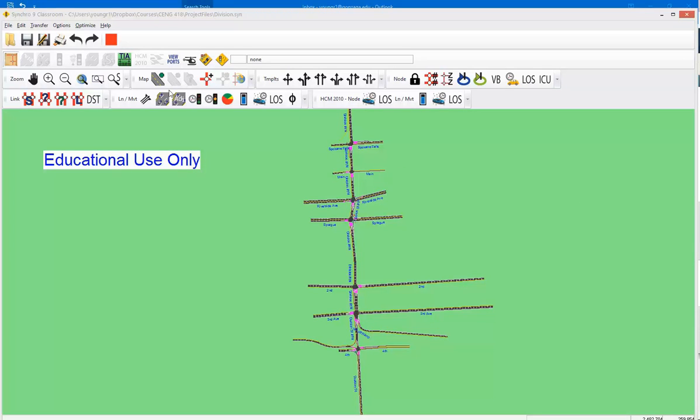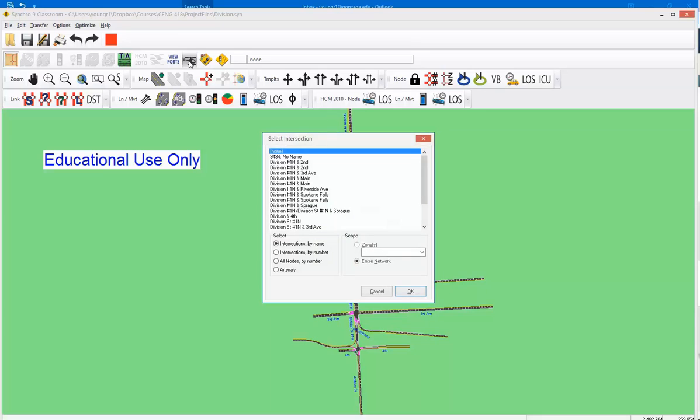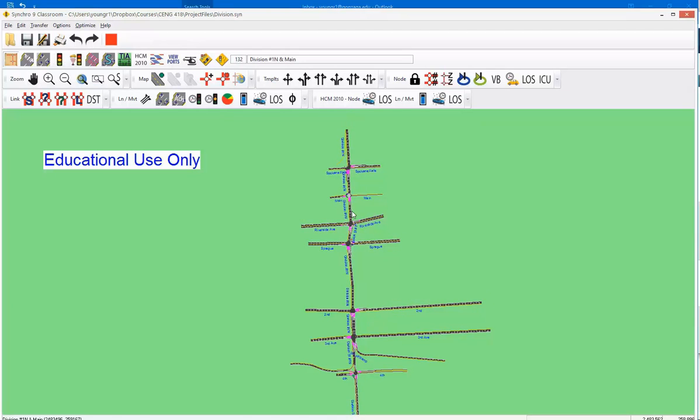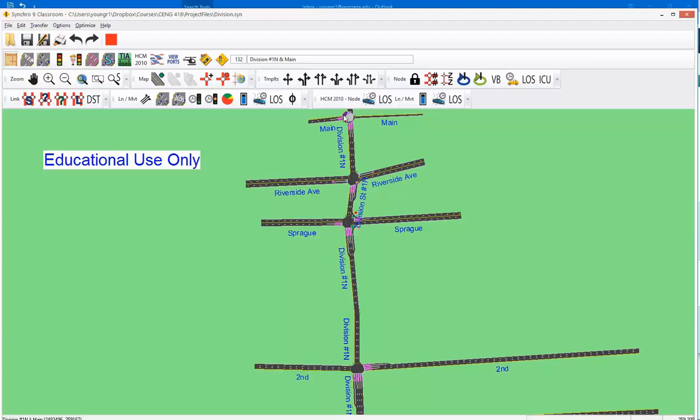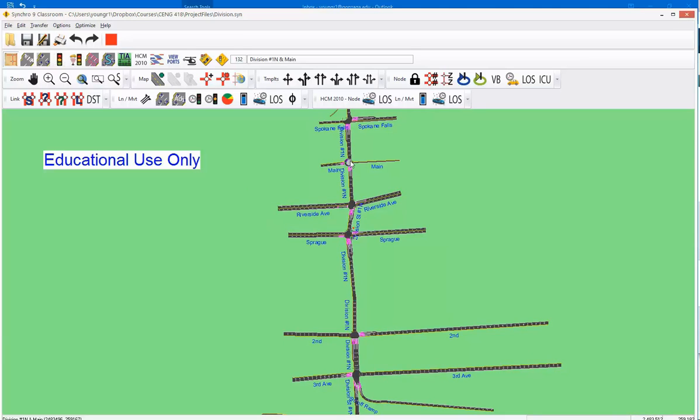So a couple of the icons up here at the top are helpful when you have more than one intersection. The first one is this helicopter, which is just the select intersection icon, and it allows you to go quickly between intersections, and you can see all the Division and sort of Main. You can pick any one of these, and it both highlights it so that all the windows, the volume, the settings window for that particular intersection is highlighted, and it also somewhat zooms into that.